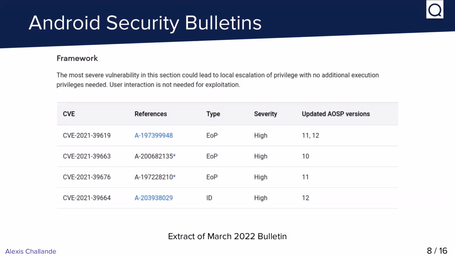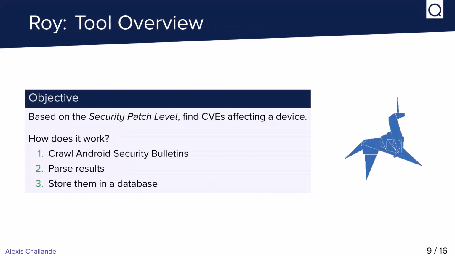versioning system. So we created a tool named Void that detects, based on the security patch level of a device, which are the CVEs affecting it. And how does Void work? It just crawls the Android security bulletin, parses the result, and then stores it in a database. So it's easier to retrieve than just looking at the web pages.